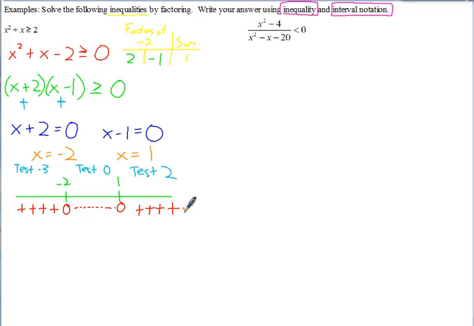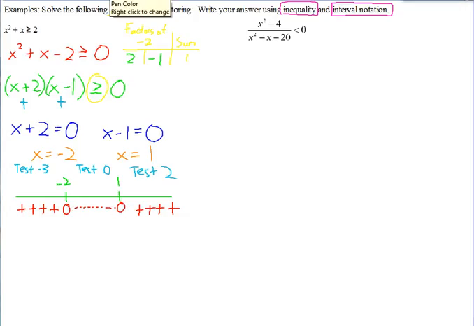So now, let's see if we can write our answer in the two different ways. We're looking for where this is greater than or equal to 0. In other words, where it's positive or 0. So you can see our solutions are where it's positive and 0 and not where it's negative. If the sign was flipped the other way, if it was less than or equal to 0, then our solution would be where it's 0 or negative in between.